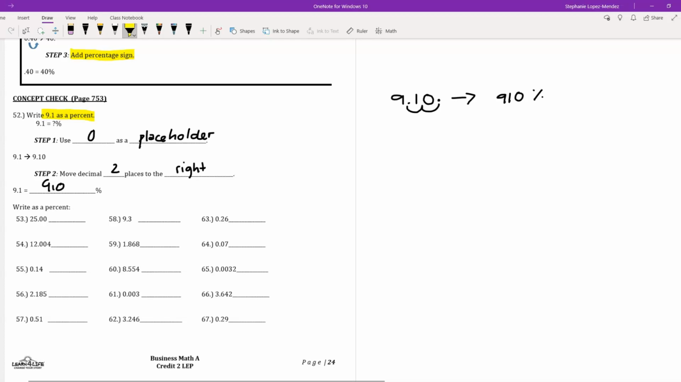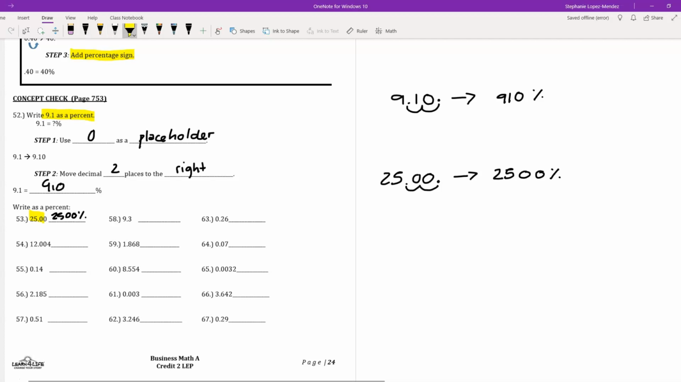Now let's try problem number 53, with 25, and write it as a percent. So we now have 25. I don't need to add any 0 as a placeholder because it's already given. So I just have to move the decimal 2 times to the right. And so in this case, my answer would be 2,500%. I'm just going to write it right here.